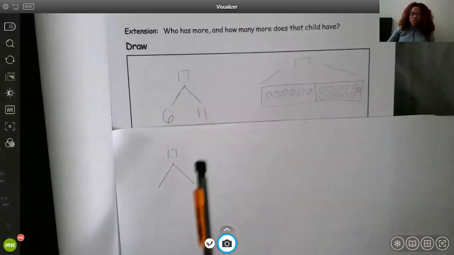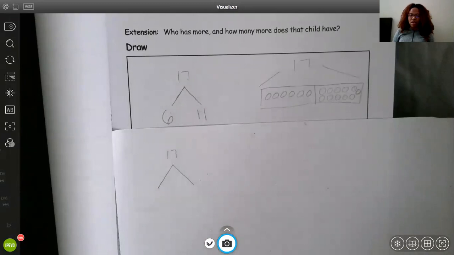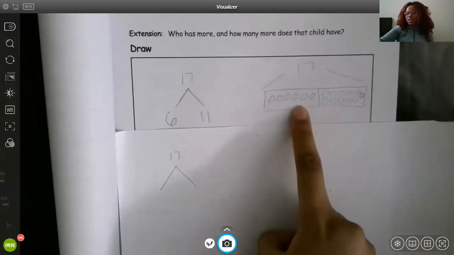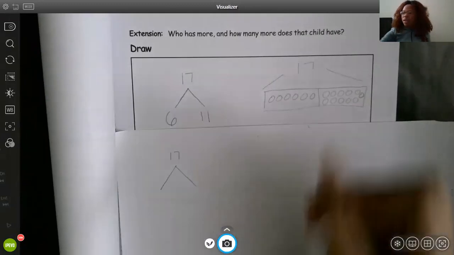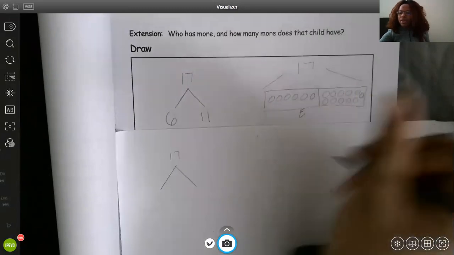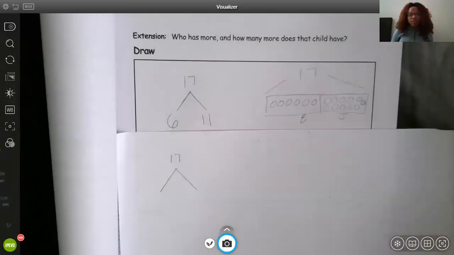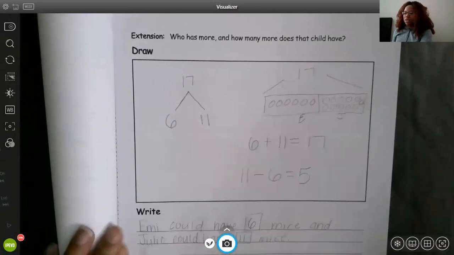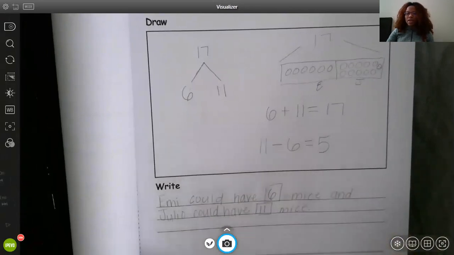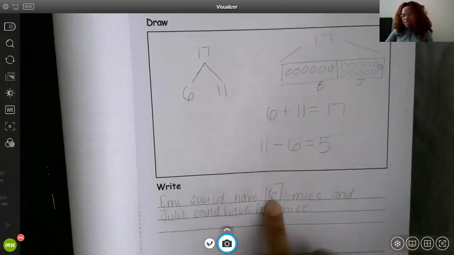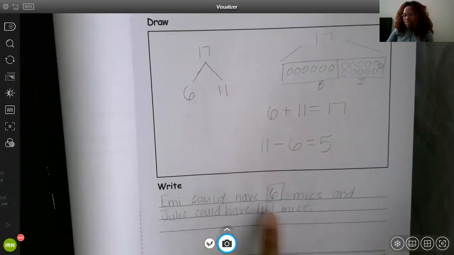So if you want to do another part like this, or if you want to do a math drawing, you could have done a tape diagram where I'll have 6 here, and then I have 11 here. And let's just say I can do 6 for Emmy, so I'm going to do E right here, and 11 for Julio. But then I have to answer the question, how many mice might they have each? So that's where my statement is going to come in. So I did 6 plus 11 equals 17. But then my statement says Emmy could have 6 mice, and Julio could have 11 mice.